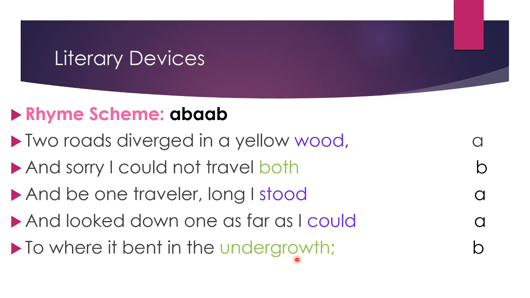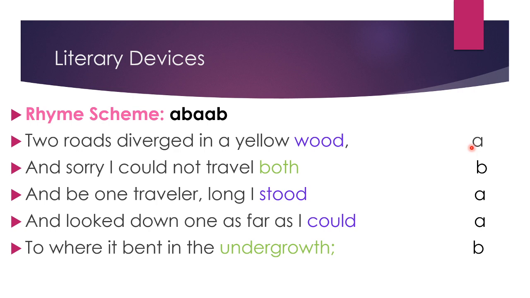They are similar in sound. Would, stood, could, so the sound is similar. Therefore, I have given the same alphabet to these. So would is also a, stood is also a, and could is also a. The words which have similar sound are given the same letter. Similarly, both does not rhyme with wood. Therefore, we cannot give a to both also.